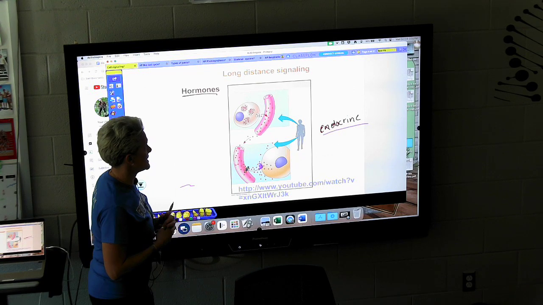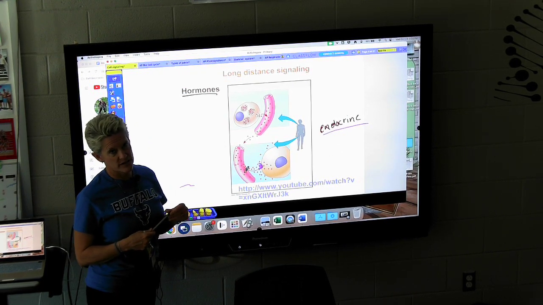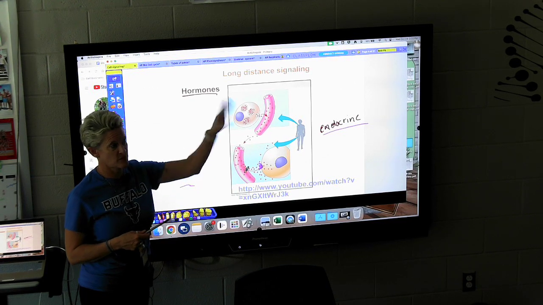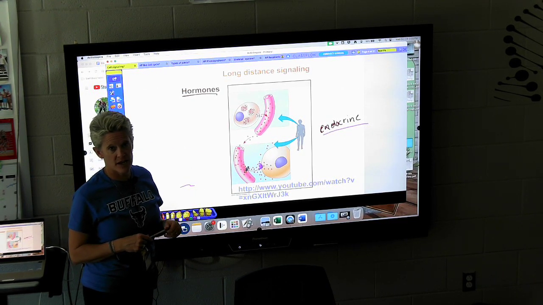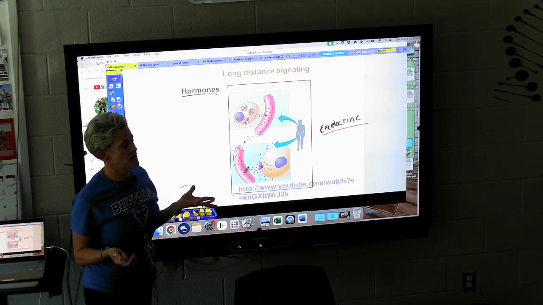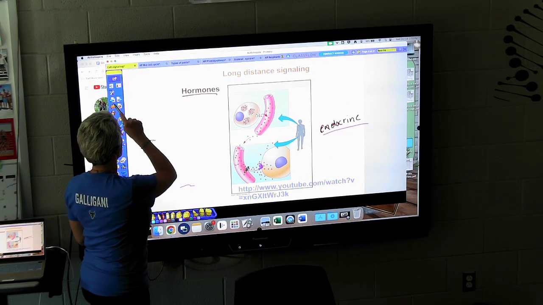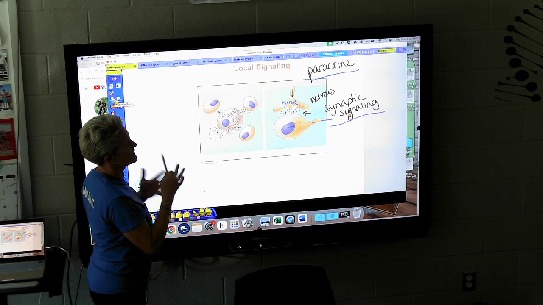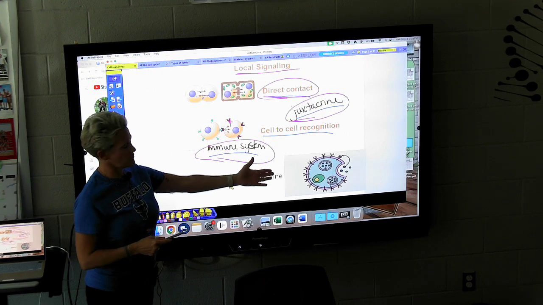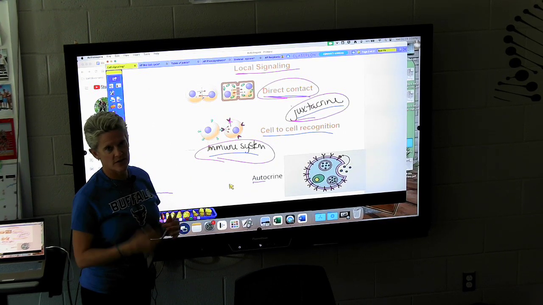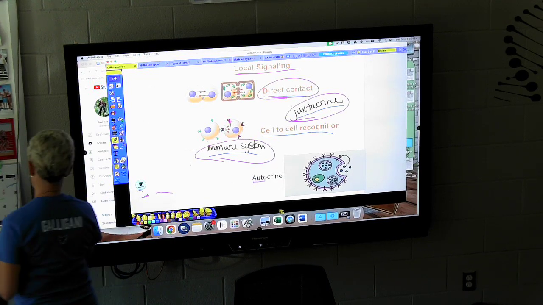Okay, so that is an example of long-distance signaling used a lot in the endocrine system, right? That's what they do, release hormones into the bloodstream to go somewhere else and cause a reaction somewhere else in the body. Okay, so three big types of cell signaling: the endocrine, the long distance, the local signaling where it just goes close by. All right, so we have paracrine and juxtacrine, and then we have autocrine, where they do signal themselves. Okay? All right, so that's just an introduction to types of cell signaling.